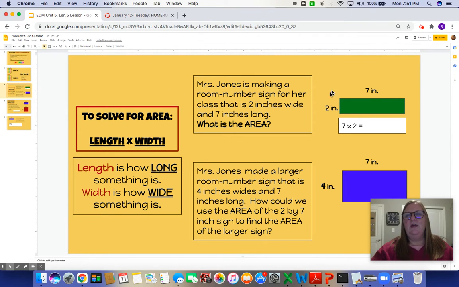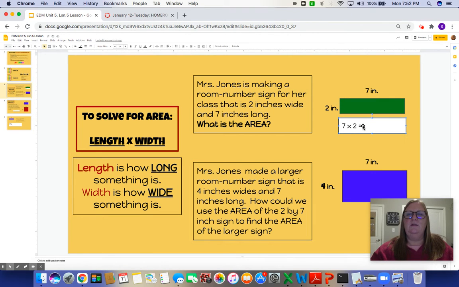So let's look at the green rectangle to the side as I read this story. Mrs. Jones is making a room number sign for her class that is 2 inches wide and 7 inches long. What is the area? And we just talked about how area is length times width. So I already have the problem started for you. Length is 7. The rectangle is 7 inches long times 2 inches wide.